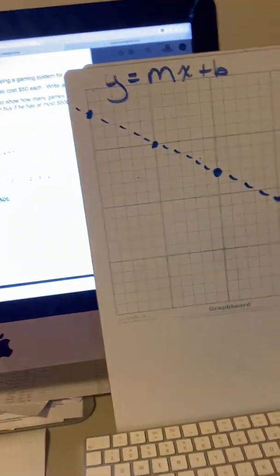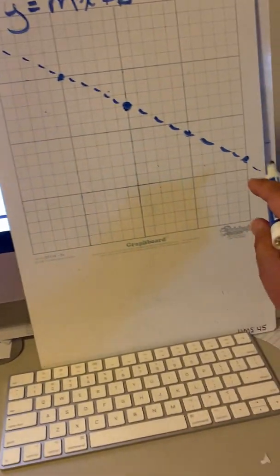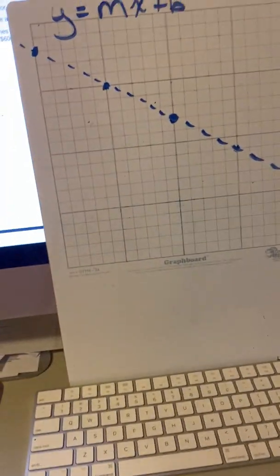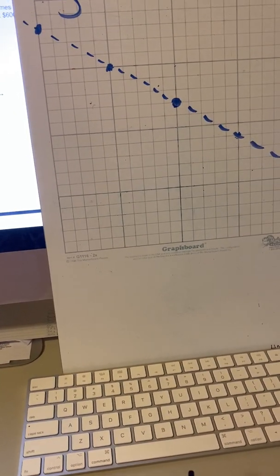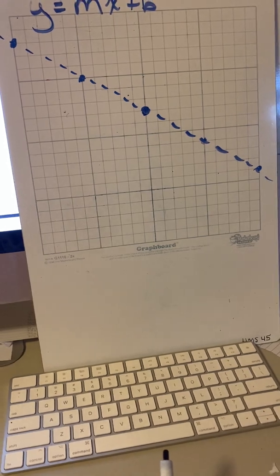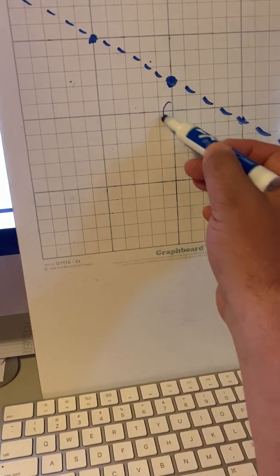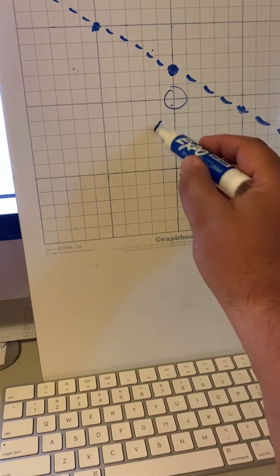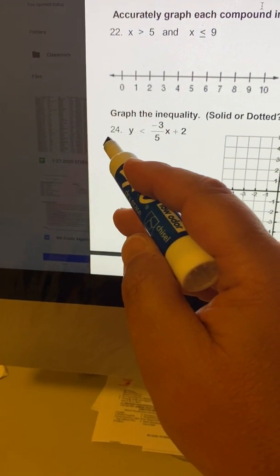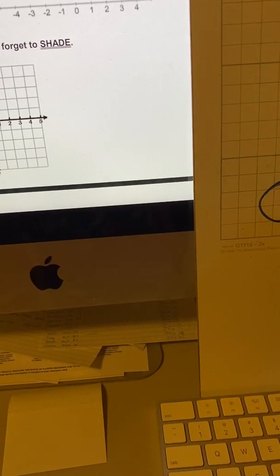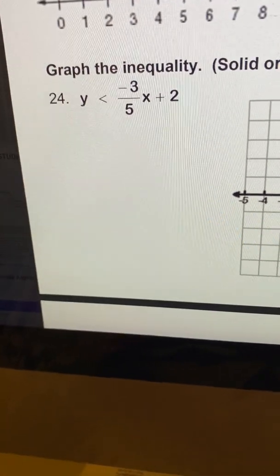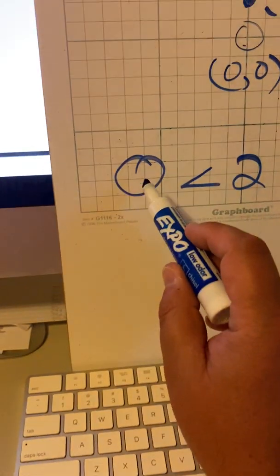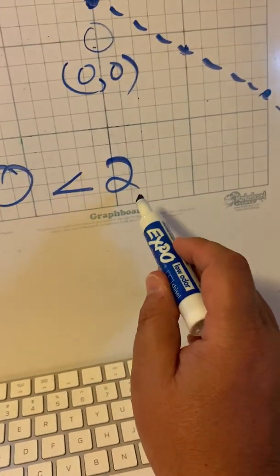With a dotted line in this one, that means the points on the line do not work. Anything that falls on this graph will not work for this problem because it's just the ones that are less than. Now, how do I test to see where it works? I test by using the origin. We know the ordered pair for the origin is 0, 0. I put a 0 in for the x and a 0 in for the y. What's 0 times -3/5? It's 0. What's 0 plus 2? 2. Is 0 less than 2?